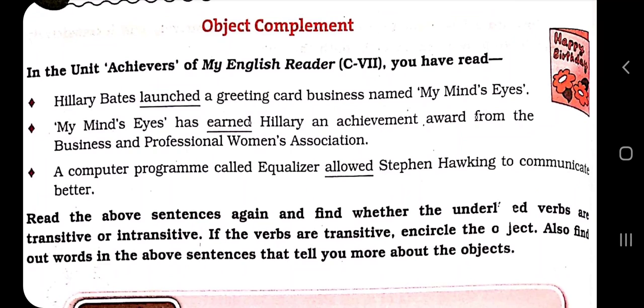Launched a greeting card that is named My Mind's Eye. Like a computer program called Equalizer allowed Stephen Hawking to communicate better.